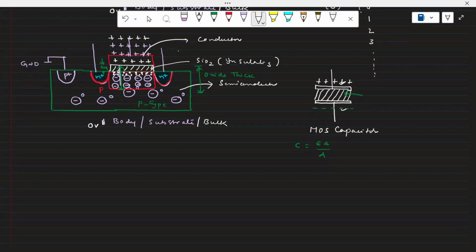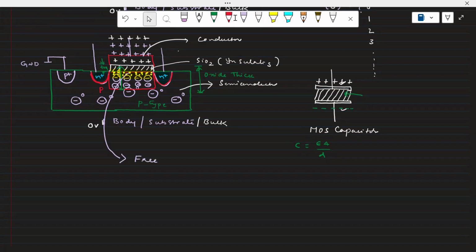Whatever carriers you see here are actually free carriers. Below is actually immobile ions. On top of it, what are the free carriers? Those free carriers are called inversion charge. Very, very important, it is an inversion charge.